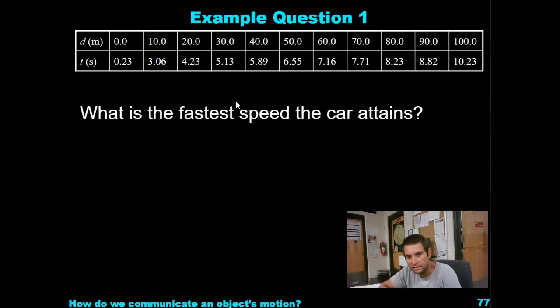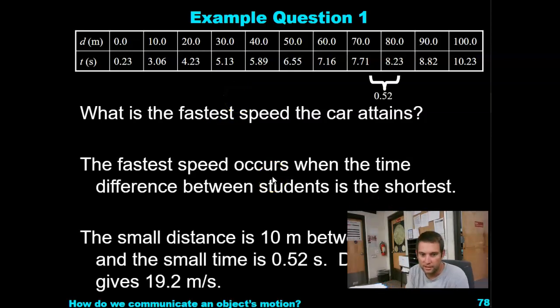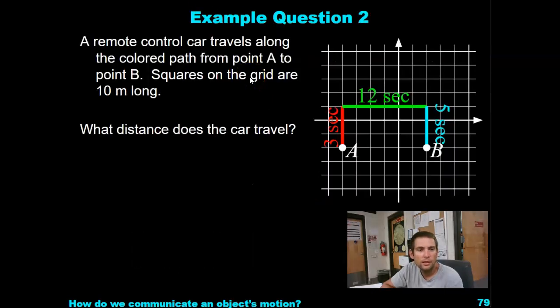What is the fastest speed the car attained? That's going to happen when the time difference is the shortest, right? Because all of our distances are equally spaced out. So the shorter time in that denominator is going to give us a larger answer. Small distance, the 10 gives us 19.52. All right, for this one, I want you to pause and I want you to answer that.